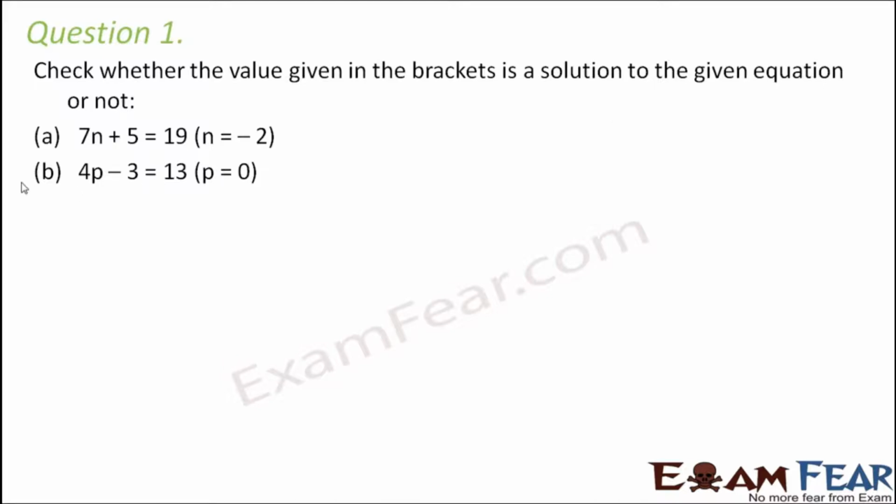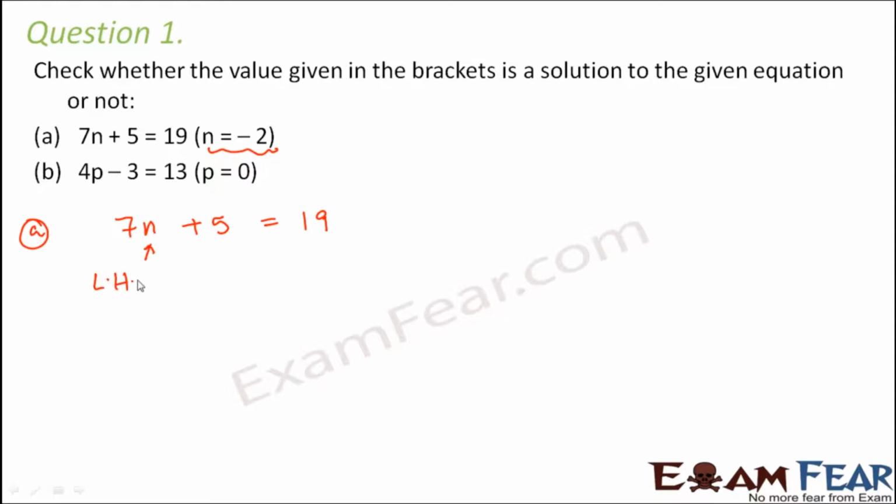Let us look at the first example, which is 7n plus 5 is equal to 19. A solution of this equation would be such a value of n for which LHS is equal to RHS. That value of n for which whatever value you get from 7n plus 5 should be equal to 19. Only then is that called a solution of this equation. Right? So here the value that is given is minus 2. So let us put n is equal to minus 2.